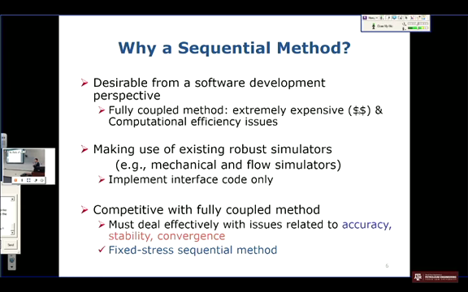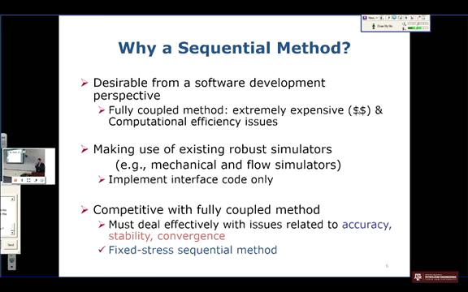There are two approaches to make a coupled simulator. One is the fully coupled, also called the monolithic scheme. The other scheme is called the sequential method. Although the fully coupled method usually provides unconditional numerical stability for the well-posed problem, it is expensive in terms of the code management effort and computational cost.